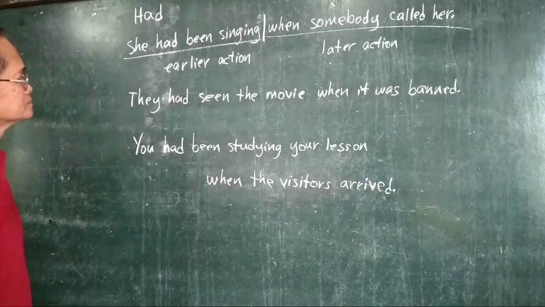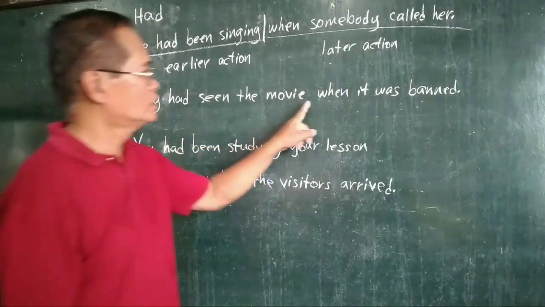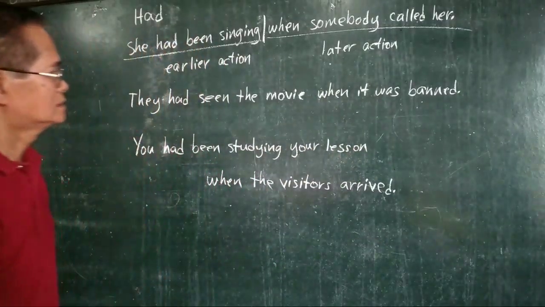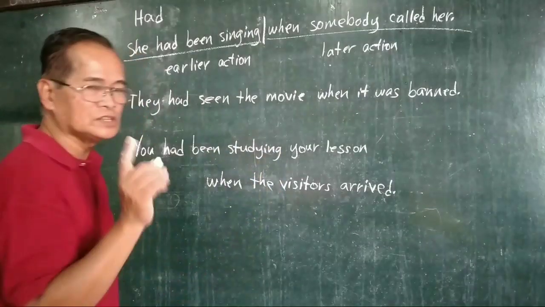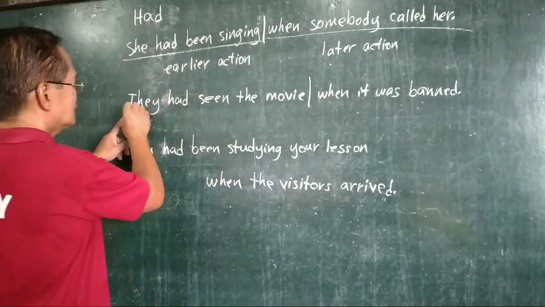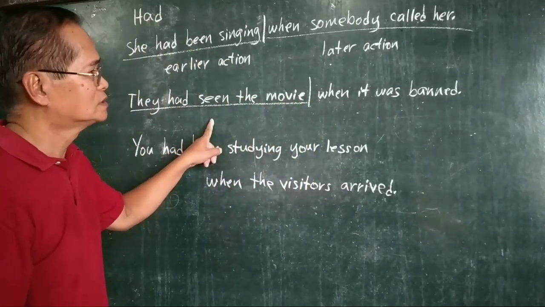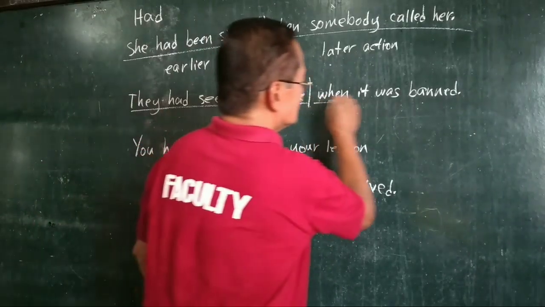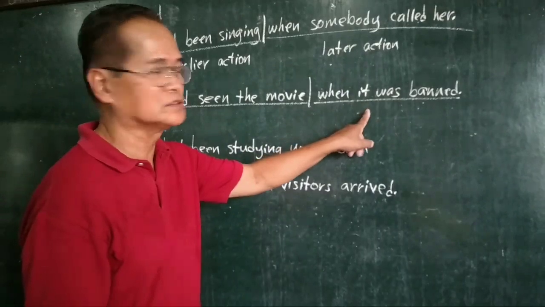Next. They had seen the movie when it was banned. Now, again, we are going to divide this into two parts. We have here our independent clause. Ito na, independent clause. And this one is our subordinate clause. Ito na ang ating subordinate clause.